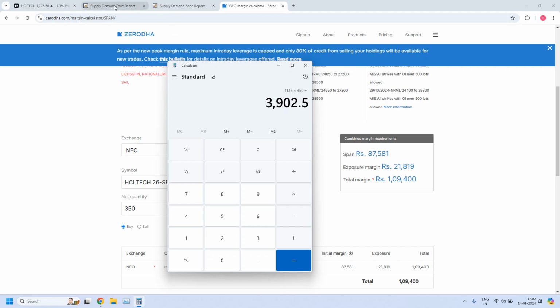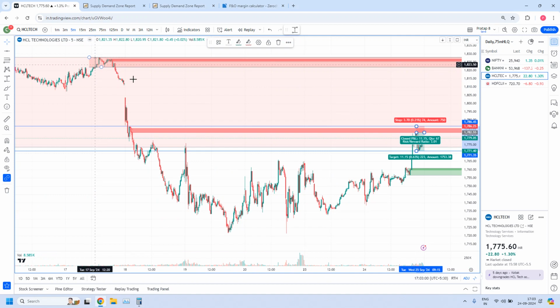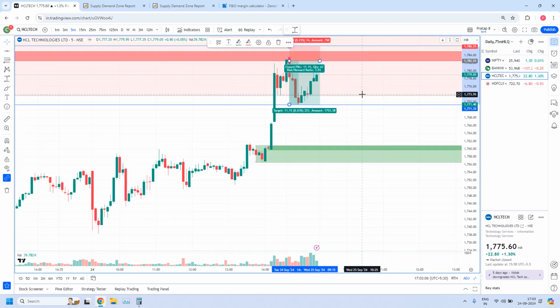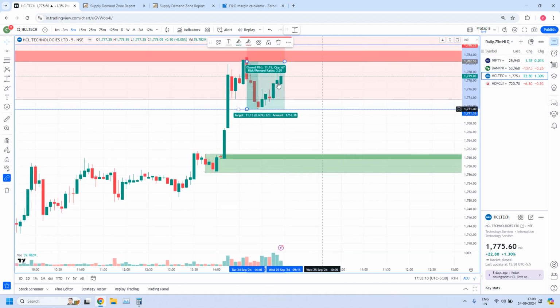If you know this is a high liquidity zone, then only you would have taken a trade. Because you don't know this is a high liquidity zone, I am sure you might have missed it. But why I am explaining is how powerful this high liquidity zone concept is. I want you people to understand.